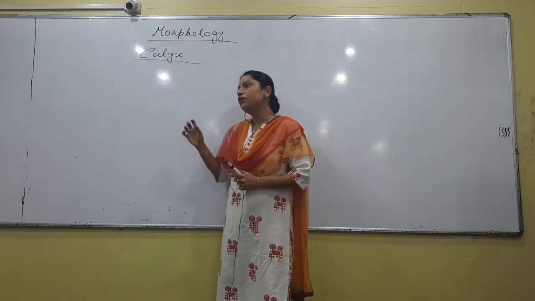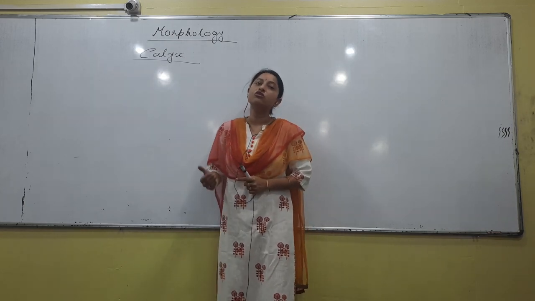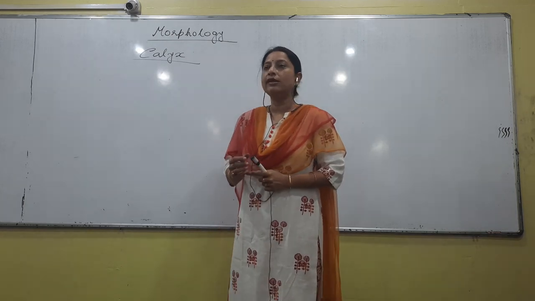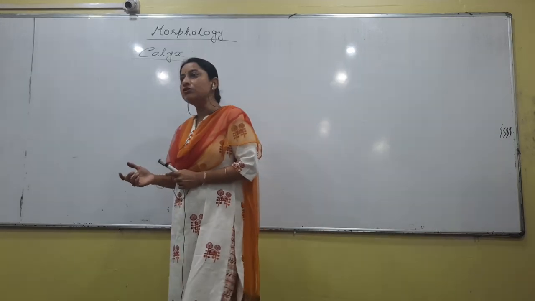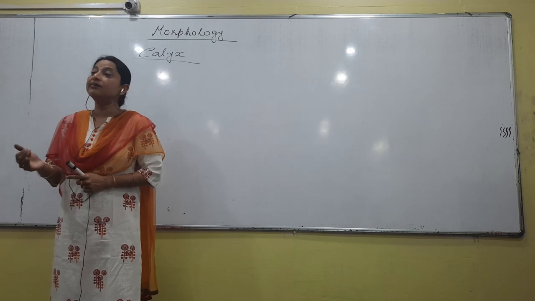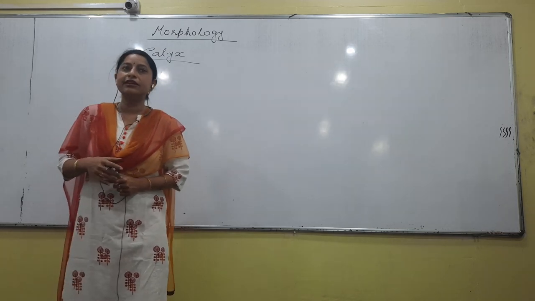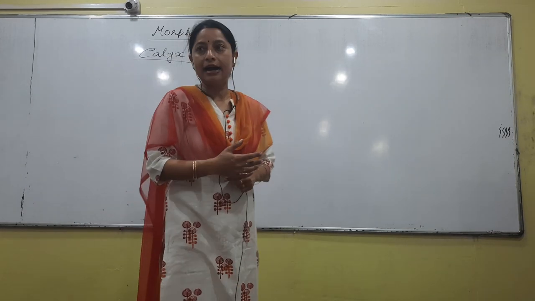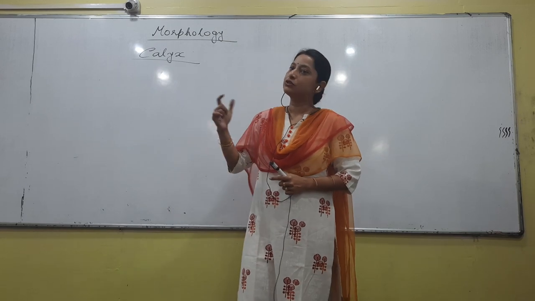So talking about the holes, if I talk about the outermost hole of a flower, it is always the calyx that is considered the outermost. Or on the other hand, if we are talking about the innermost hole of the flower, obviously it is the gynoecium or the carpel. Carpel is innermost, calyx is outermost.